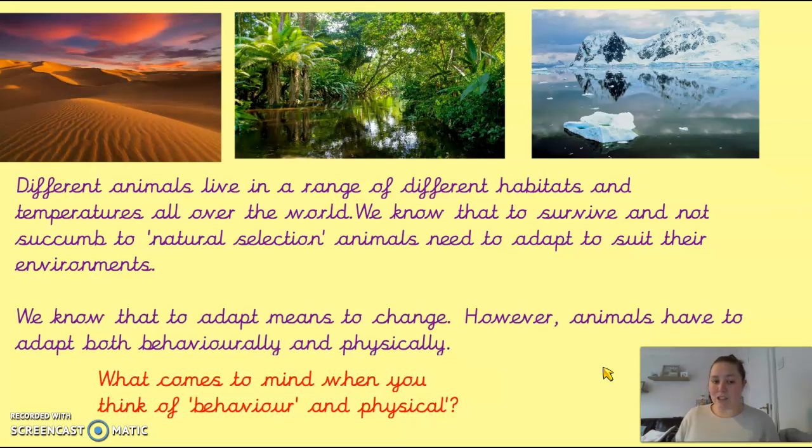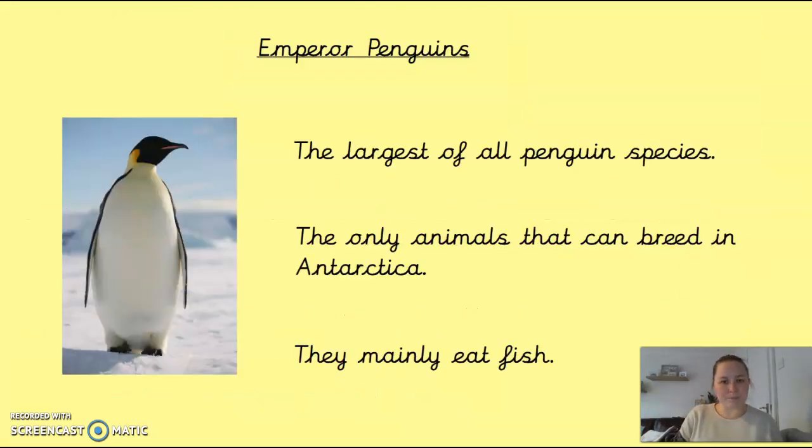Now, adapt means to change, and animals have to adapt in two ways: physical adaptations and behavioural adaptations. What do we think the difference might be? So, physical adaptations are obviously the way that you look, your physical body. So things about their physical body that they are born with that help them to survive in their environment. Whereas behaviour are going to be things like behaviours that they do, things they actually do in response to their environment. So let's take a look at an example.